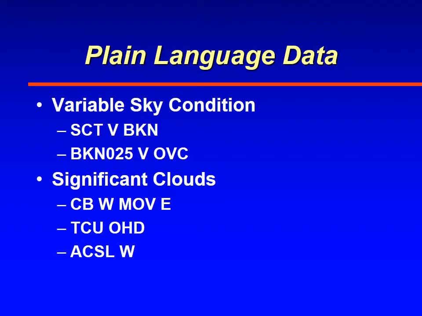Also, if the sky is variable, they'll tell you the sky condition, either few, scattered, broken, or overcast. In this case, the first example, it's scattered, variable, broken. A second example, broken at 2,500, variable, overcast. And then significant clouds are included, and they can include altocumulus castellanus, cumulonimbus, towering cumulus, and altocumulus standing lenticulars. Those are the only clouds that they can report.